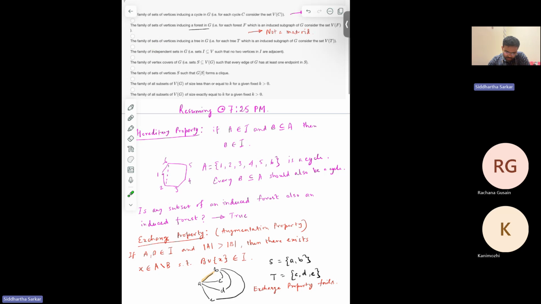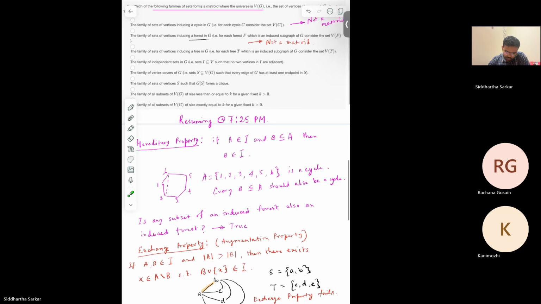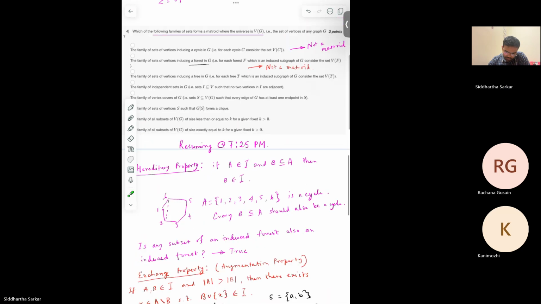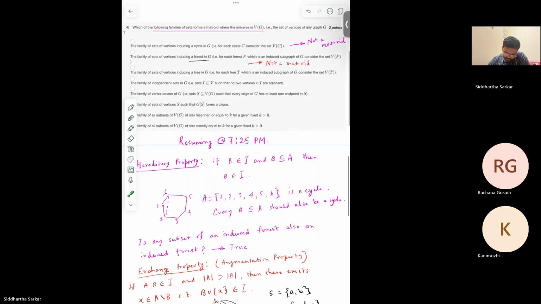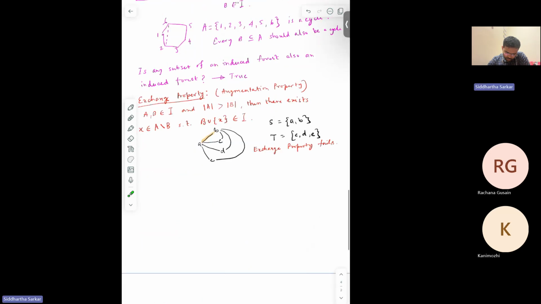So I will go to the next page. I'll copy this. Okay, fine. I'll re-import this.